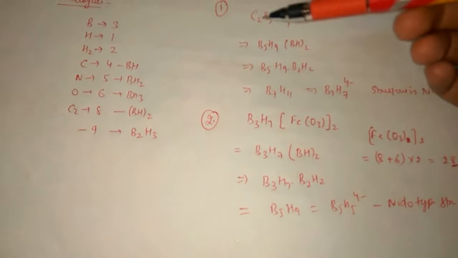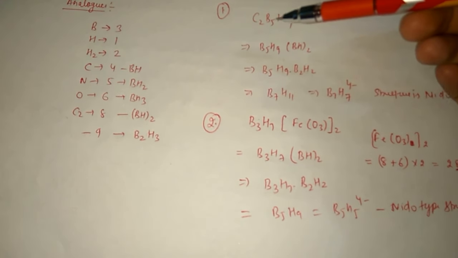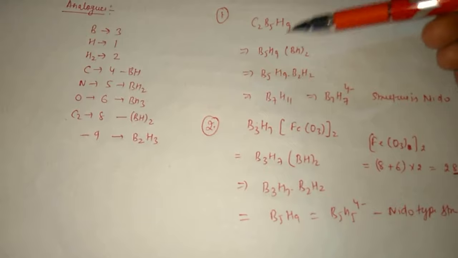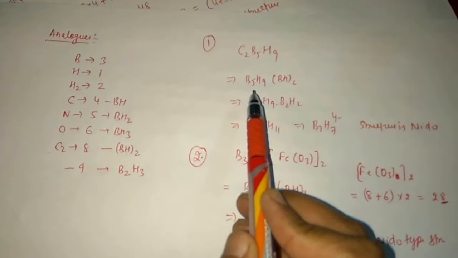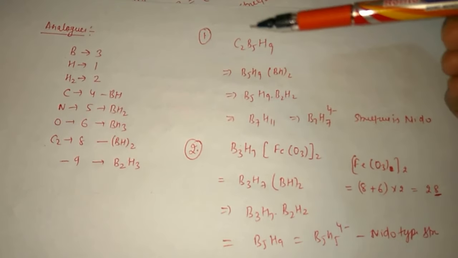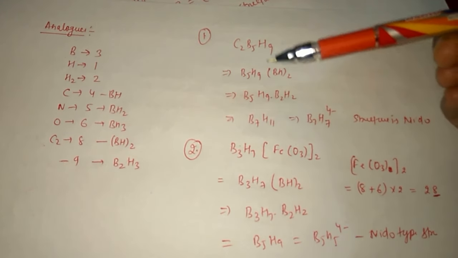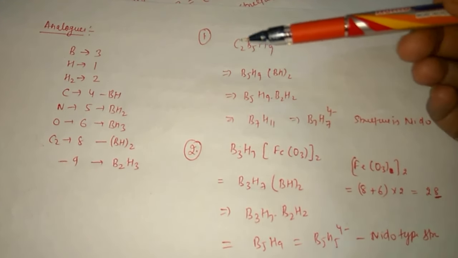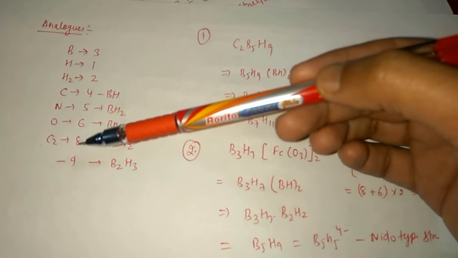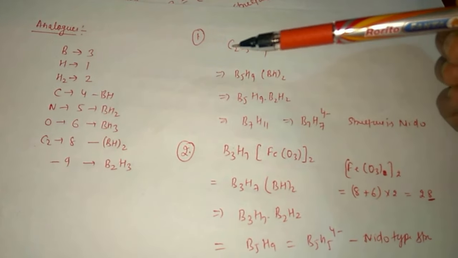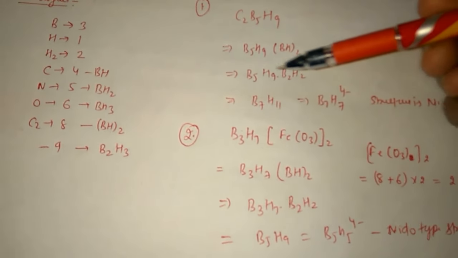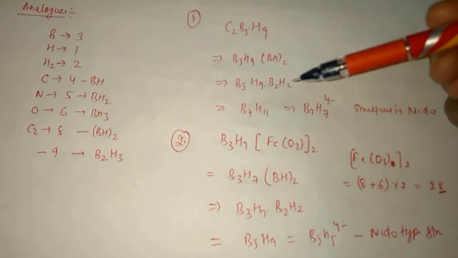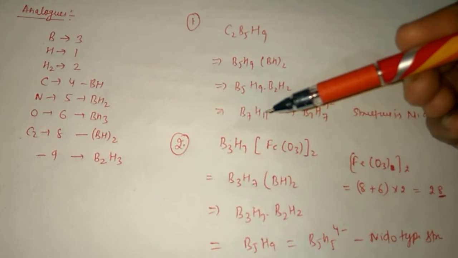Now for example we are going to find the structure of C2B5H9. First of all, separate out this unit B5H9, and then we will see that C2 corresponds to 8 electrons, 8 is BH2, so we will replace C2 with B2H2, therefore B5H9 and B2H2. Now total boron is B7H11.